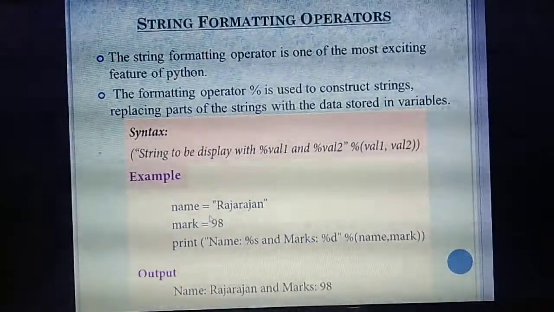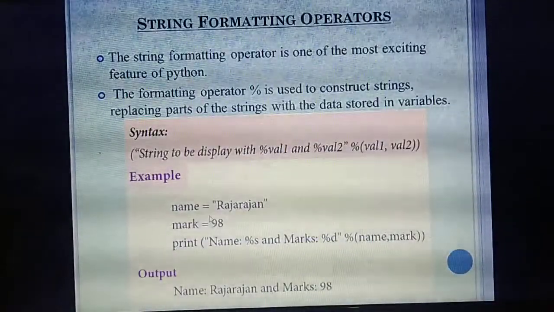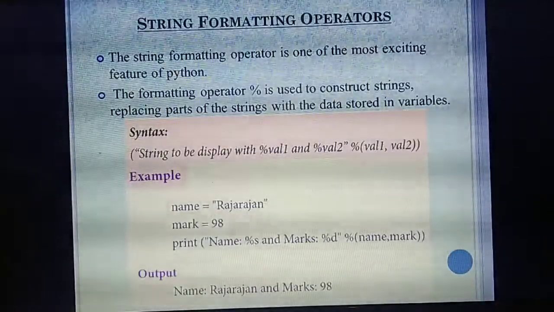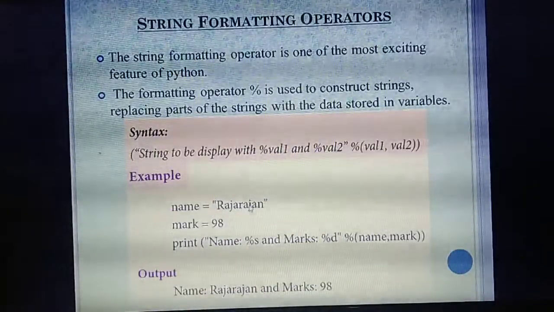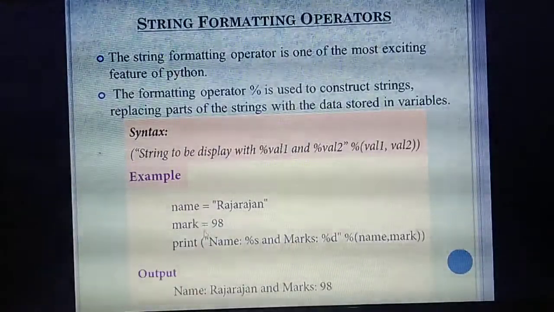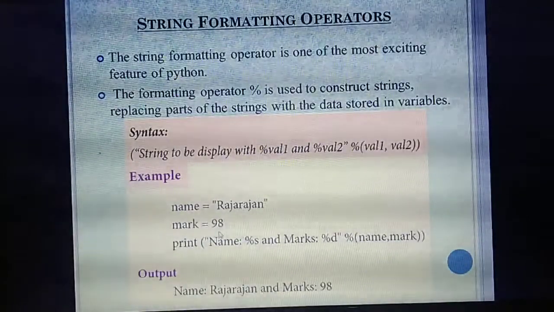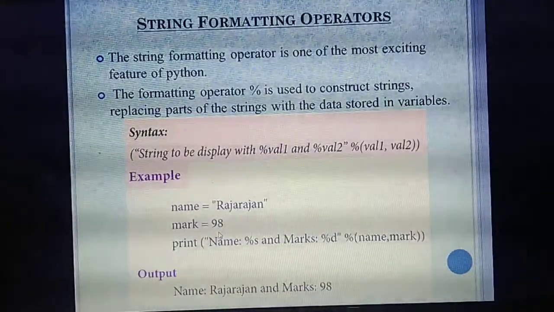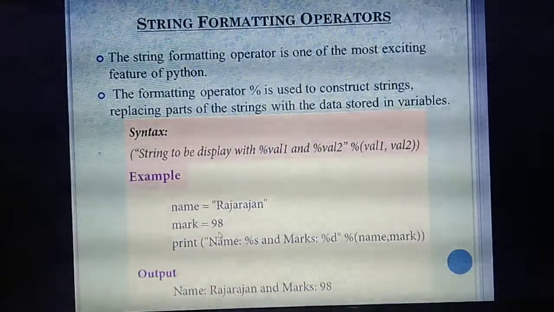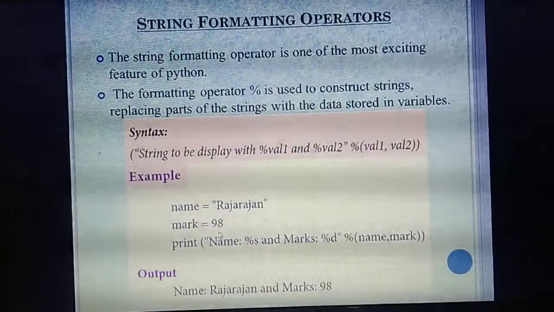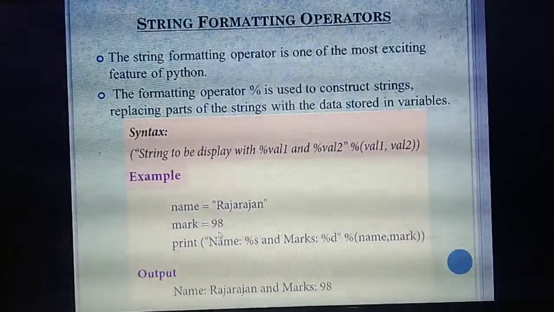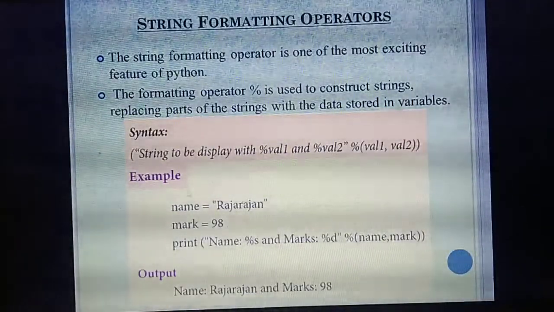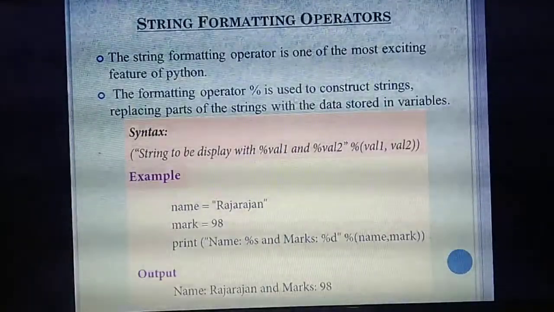Here in this example you are going to mention two variables: name as well as mark. In name you are giving Rajarajan, which you need to specify in double quotes. In mark you are giving the value 98. Name is a string, mark is an integer, isn't it? So two different values you are going to store in two different variables. Now you are going to print using the formatting operator.